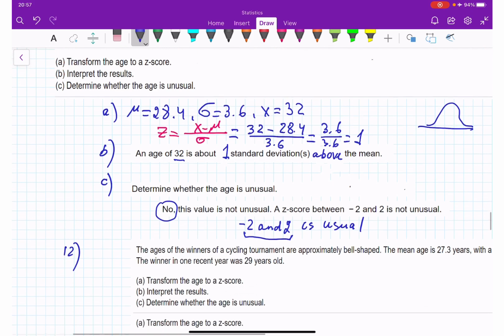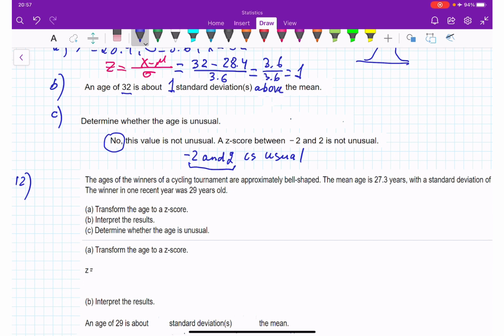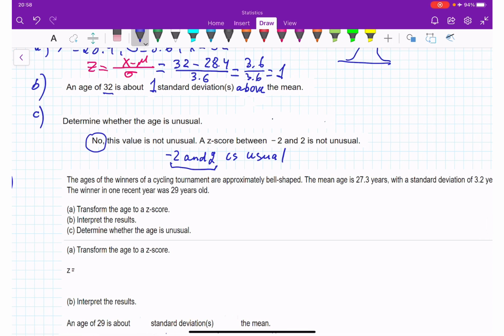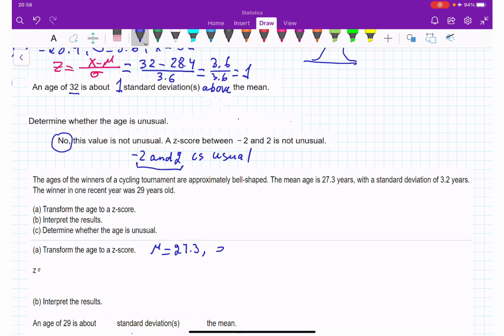Moving to question number 12. The ages of the winners of a cycling tournament are approximately bell-shaped. The mean age is 27.3 years. The mean, mu, is equal to 27.3. Standard deviation 3.2. Standard deviation sigma is equal to 3.2. And the winner in one recent year was 29, which is x equal to 29.